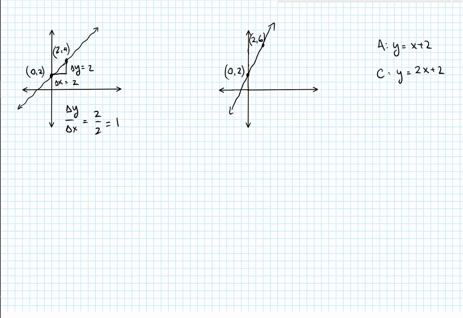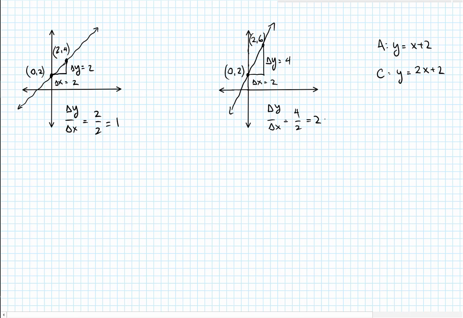So let's take a look at the line on the right. We'll do the same thing and identify the change in the y and the change in the x. The delta y, or the change in the y, is the difference between those two y coordinates, 6 minus 2, which is 4, and the delta x is 2 minus 0, which is 2. And that ratio, delta y over delta x, is 4 over 2, which is 2.